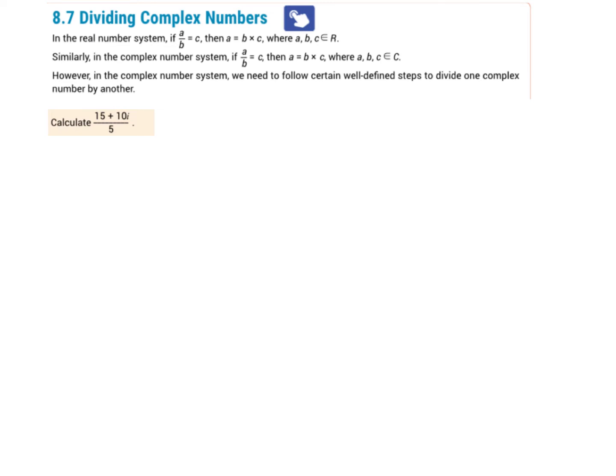Hi guys, so in this one we're going to be looking at dividing complex numbers. It's the last thing you need to be able to do, or revision from here. This is the only thing that's going to be on your test in summer, okay?